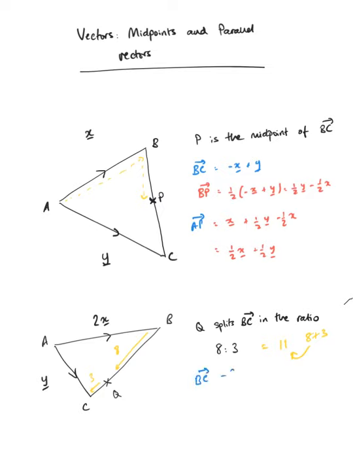If I wanted to get from B to C, I'd be minus 2x plus y. So then to get from B to Q, I'm going to do 8/11ths of BC. And as I say, the reason it's 8/11ths is because of that ratio. So that's 8/11ths of minus 2x plus y, which is minus 16 over 11x plus 8 over 11y.